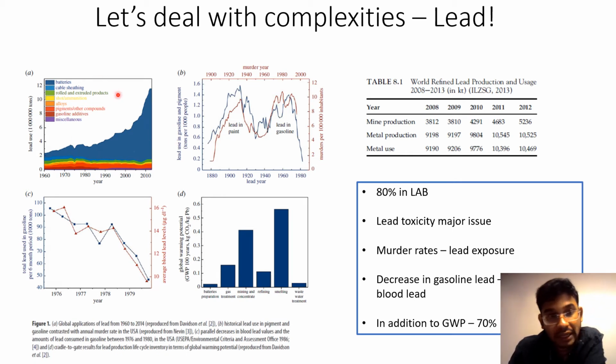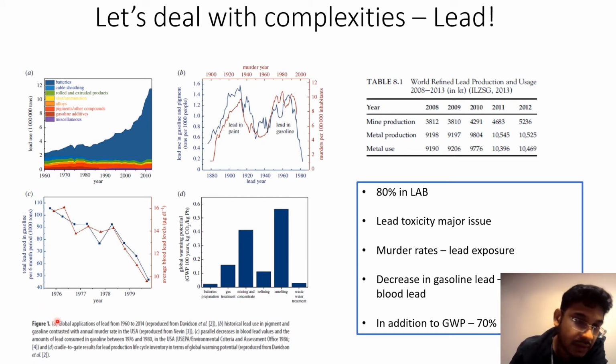Lead is majorly used in batteries. You have, let's say, cable sheathing and gasoline additives and whatnot. But irrespective of the toxicity or the other issues associated with it, the mining has increased over the period of time. So has the metal production, and so has the metal use. It has increased over a period of time.